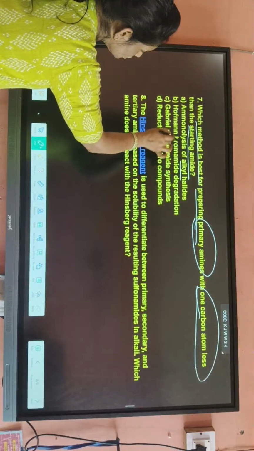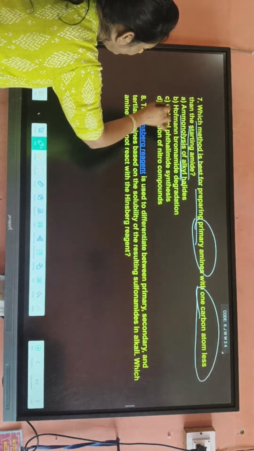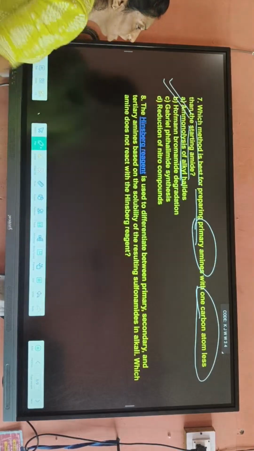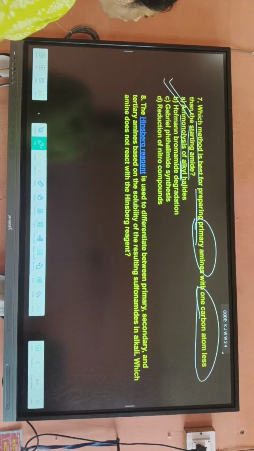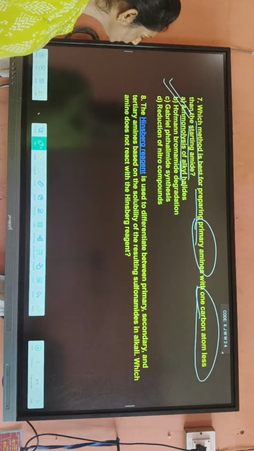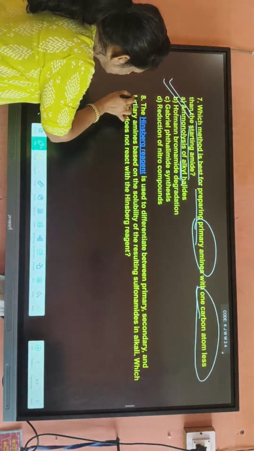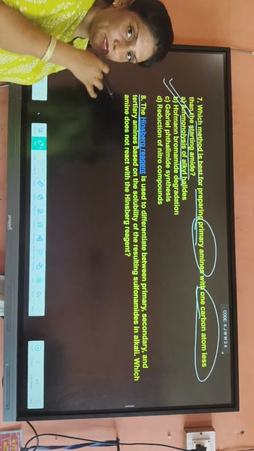So ammonolysis of alkyl halide, no. Hofmann-bromamide degradation. Correct option is Hofmann-bromamide degradation reaction. You will go with option B. Then student, your next question is question number 8.